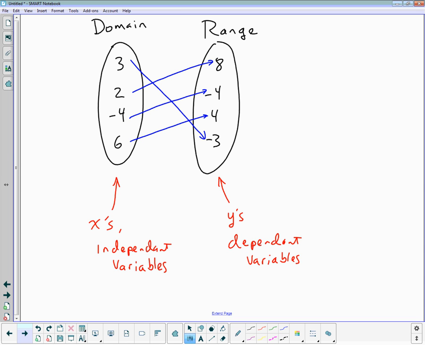Function or not a function? Yes. Function, not a function. So, think about it.